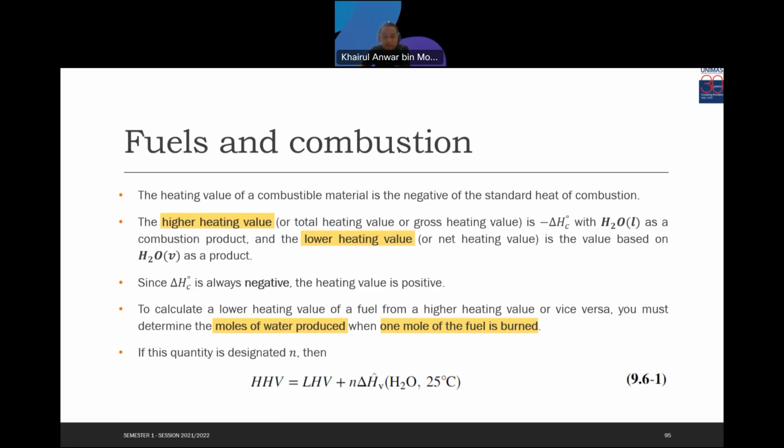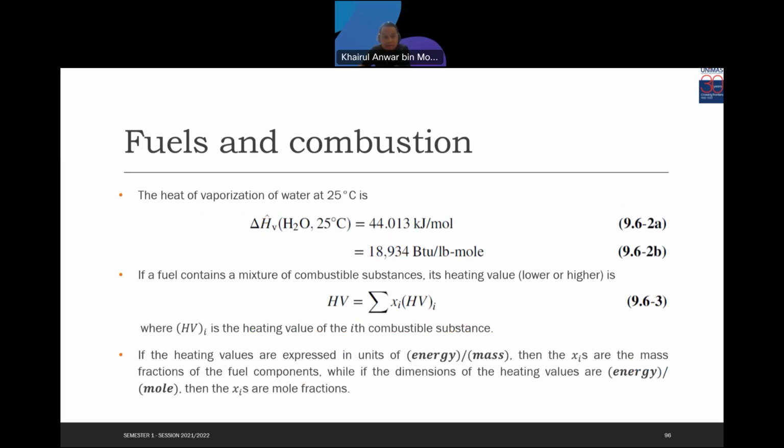To calculate a lower heating value from a higher heating value, you must determine the moles of water produced when 1 mole of the fuel is burned. If this quantity is designated N, then HHV, the higher heating value, equals LHV plus N delta HV of H2O at 25 degrees C. The heat of evaporation of water at 25 degrees C is delta HV of H2O equal to 44.013 kJ per mole.